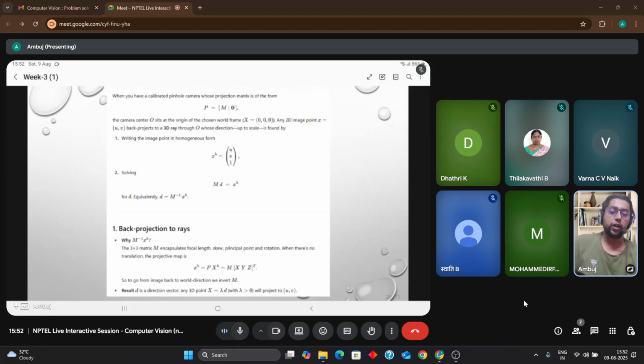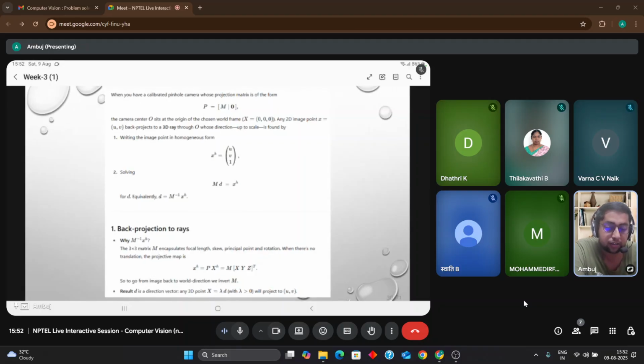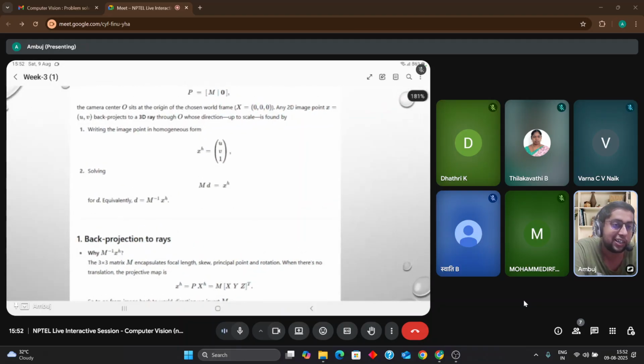So when you calibrate a pinhole camera whose projection matrix is M[I|0], then the camera center O sits at the origin, whose frame is already taken as (0, 0, 0). If it is not taken so, then you have to incorporate Cx, Cy, Cz. We have already done this in question number 2.